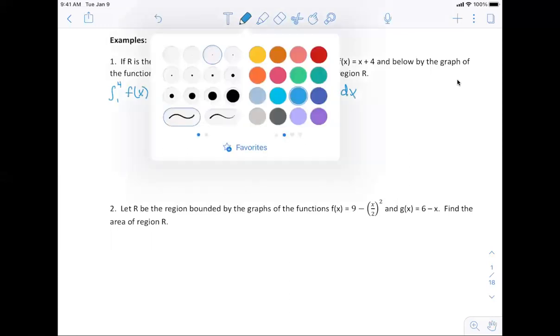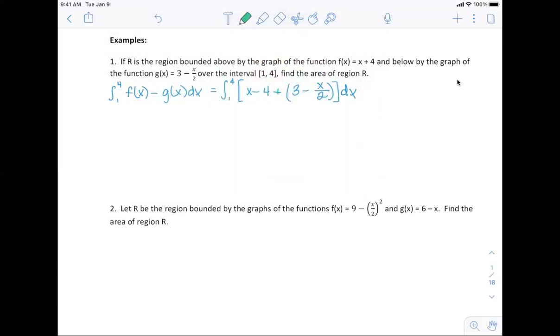So if we do a little bit of simplifying here, we can go ahead and distribute this negative. I'm going to also think of this as 2x over 2 so that I can get a common denominator. So that gives me the integral from 1 to 4 of, this is going to be 3x over 2 minus 7 dx. So we're going to go ahead and do the antiderivative now. So it'll be 3x squared over 4 minus 7x. And we need to evaluate that from 1 to 4.